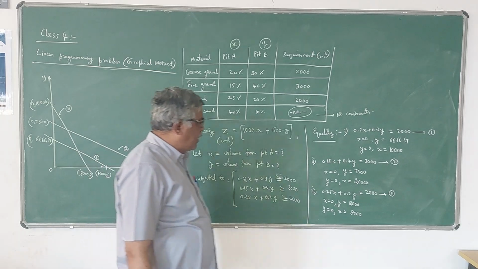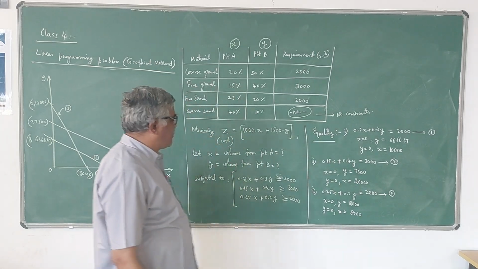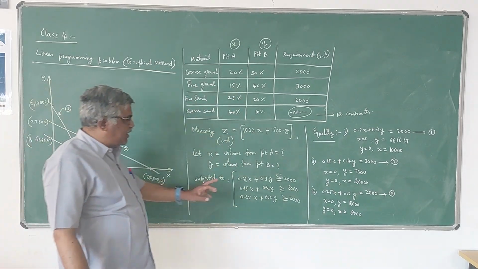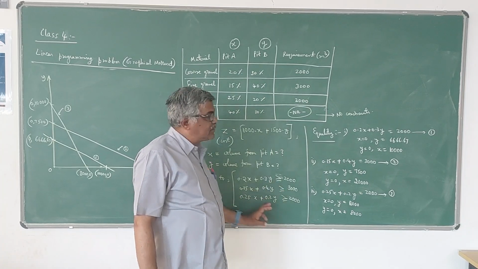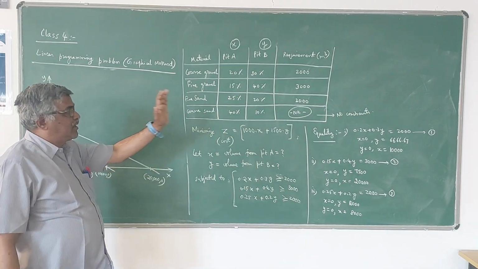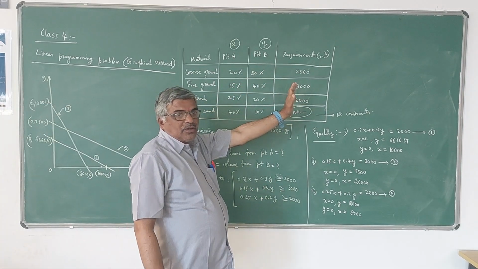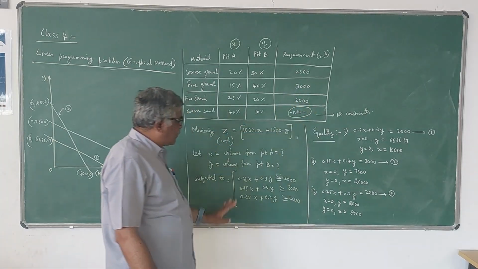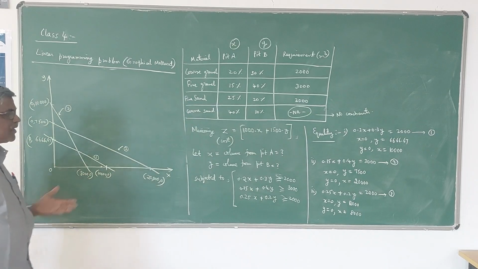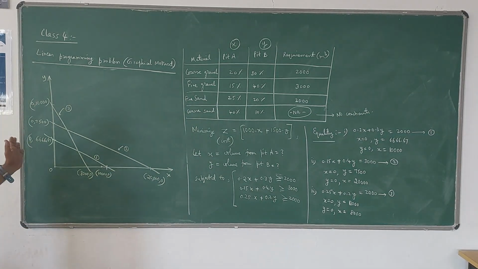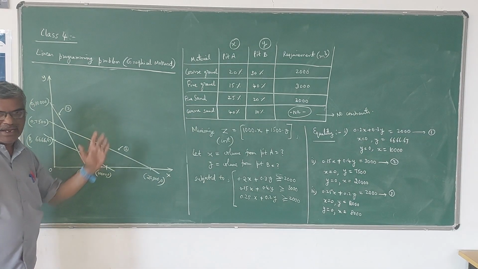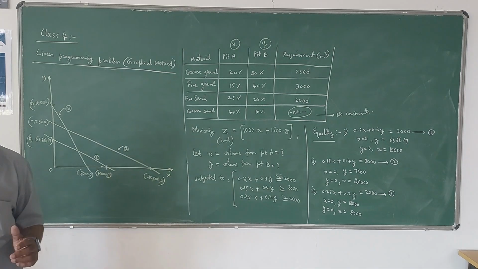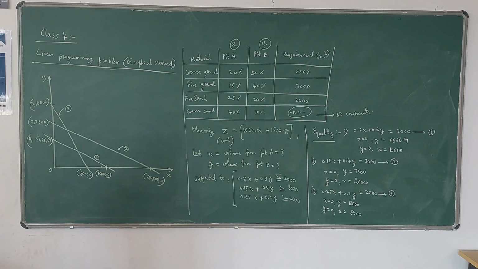Now, if you observe, all these 3 constraints are greater than or equal to, because the minimum requirement has been given. So all the values are greater than or equal to that. So greater than means the feasible region will be above these 3 lines.